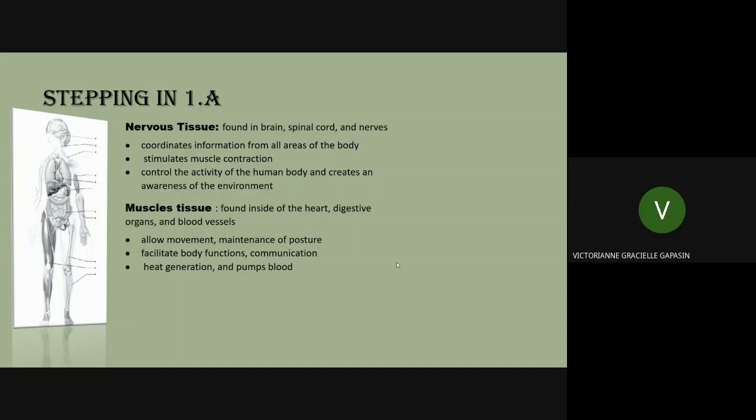The second type of tissue is muscle tissue. It is found inside the heart, digestive organs, and blood vessels. Its main functions are allowing movement, maintenance of posture, facilitating body functions, communication, heat generation, and pumping blood.